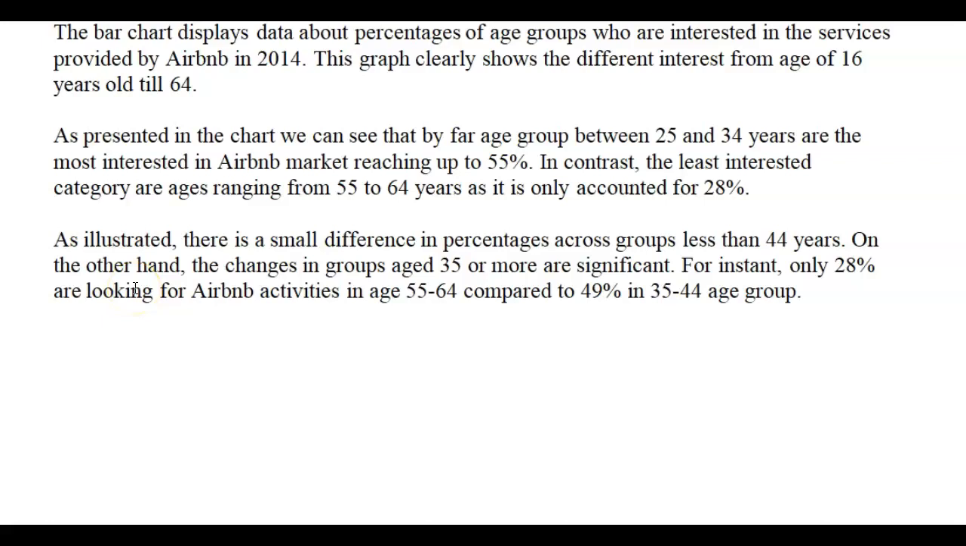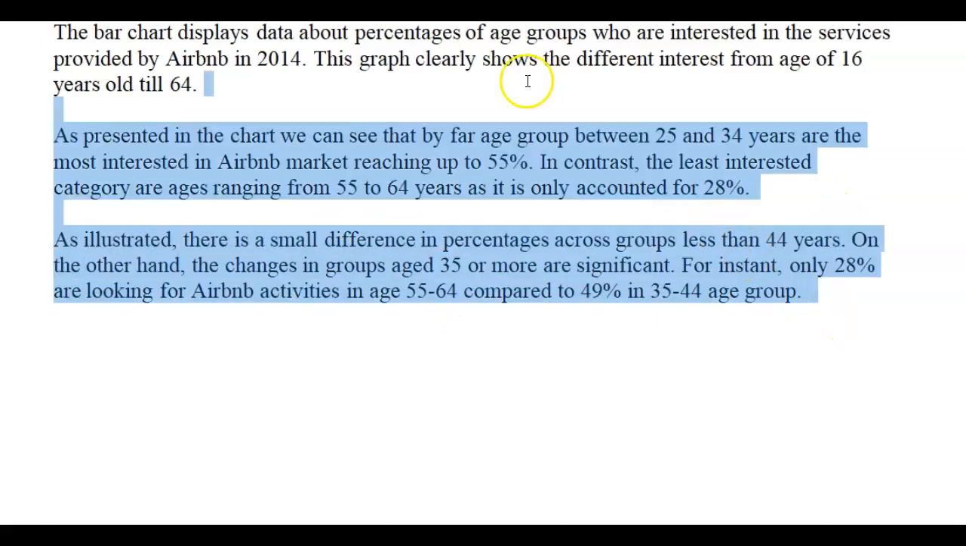As illustrated, there is a small difference in percentages across groups less than 44 years. On the other hand, the changes in groups age 35 or more are significant. For instance, with a CE, only 28% are looking for Airbnb activities in age 55-64 compared to 49% in 35 to okay. This paragraph confused me, so I really do want to look at it again, but this time with the actual image. It's short.